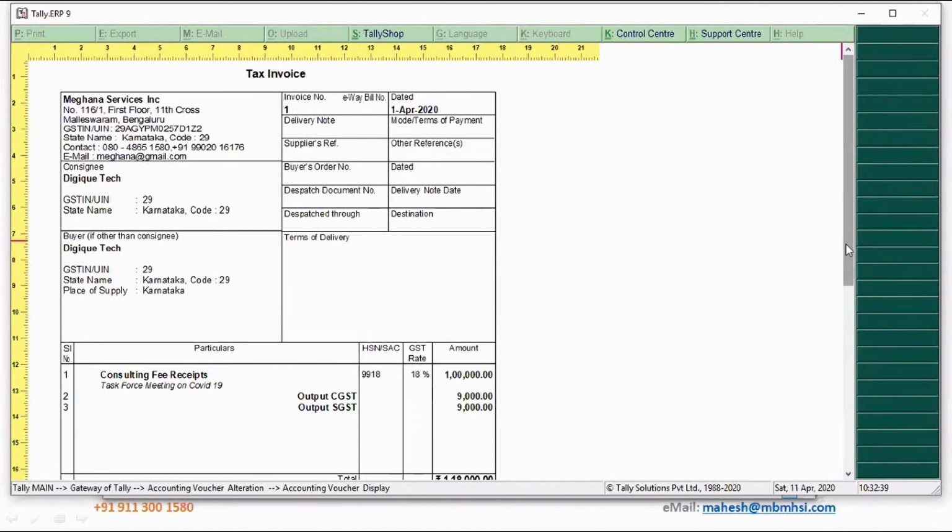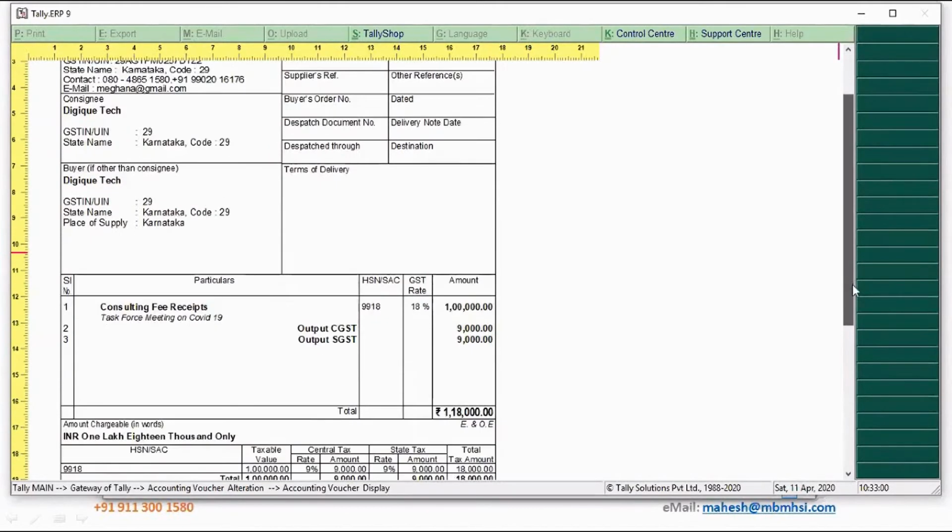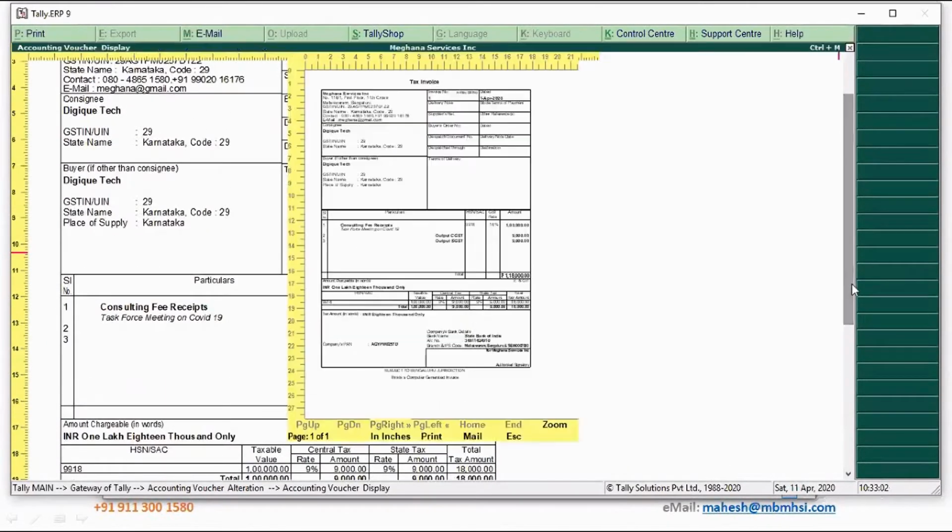Just look here. From my organization, Meghna Services Inc., I'm billing invoice number 1 to Digitech. Both consignee and buyer details are there. These things are not required, we'll disable all those things. I'll show it to you. Dispatch document, all these details are not required on your invoice. Let me make those changes and let us see how it works.